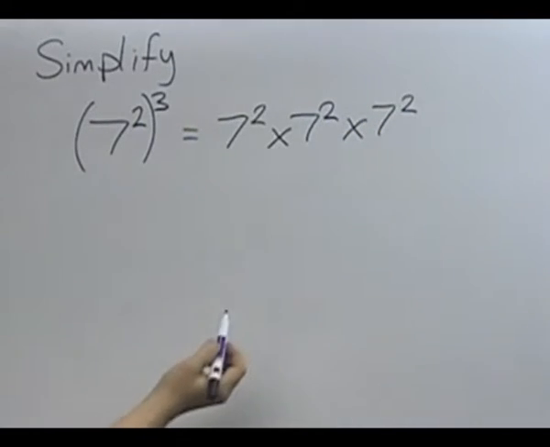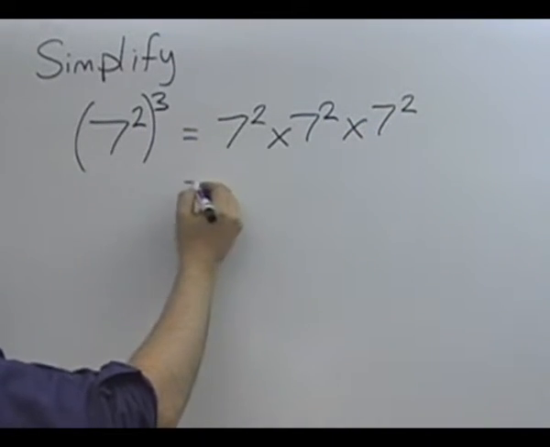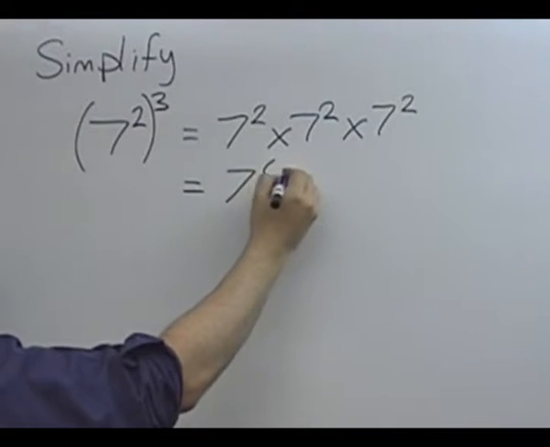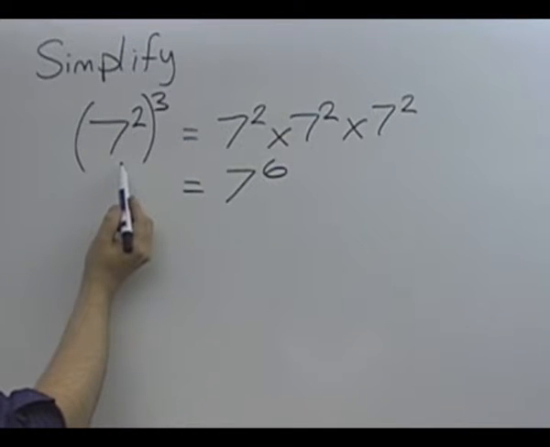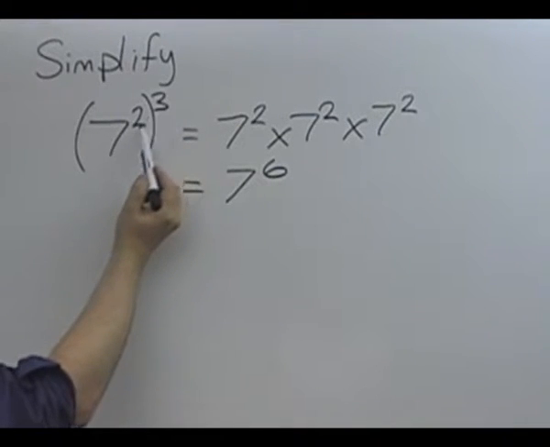Now you're multiplying, you can see that actually when you add the powers you get 7 to the power of 6. So when you have brackets, the shortcut is to multiply the powers.